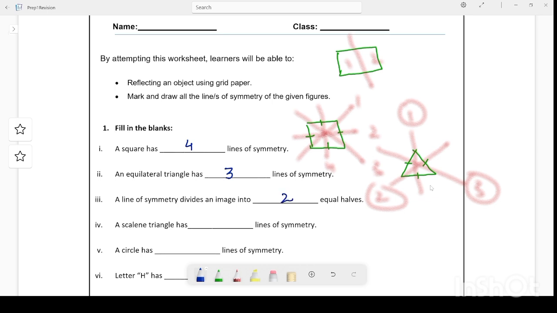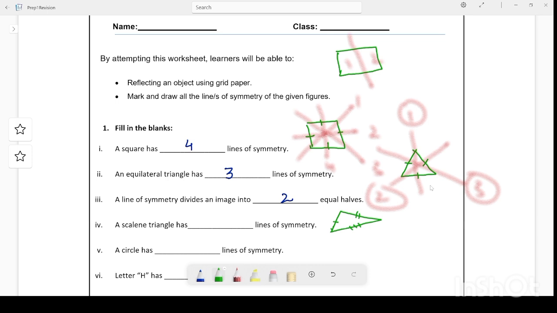Now, question number 4 says a scalene triangle has dash lines of symmetry. So first of all, what is a scalene triangle? A scalene triangle is that type of triangle which has no sides equal. So all of them are of different sizes. So if all sides are different, it will have no line of symmetry.